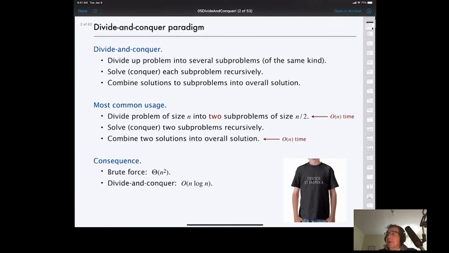So divide and conquer means that we divide a problem into two or three, several subproblems of the same kind, but when we divide the problem, we reduce the complexity. We reduce generally the size of the input. And then we solve each of those subproblems recursively. And finally, we need to combine the solutions to subproblems into an overall solution.